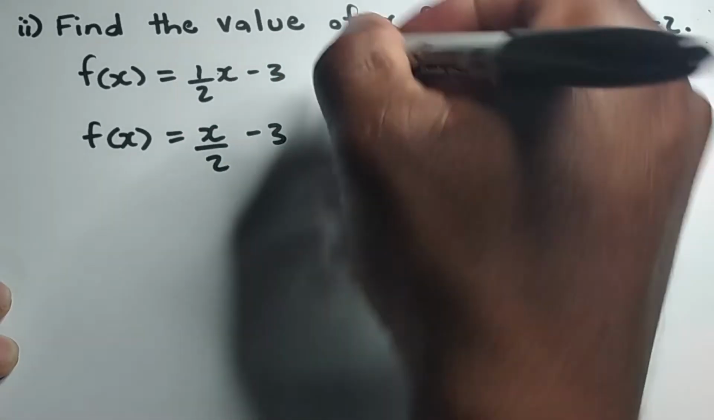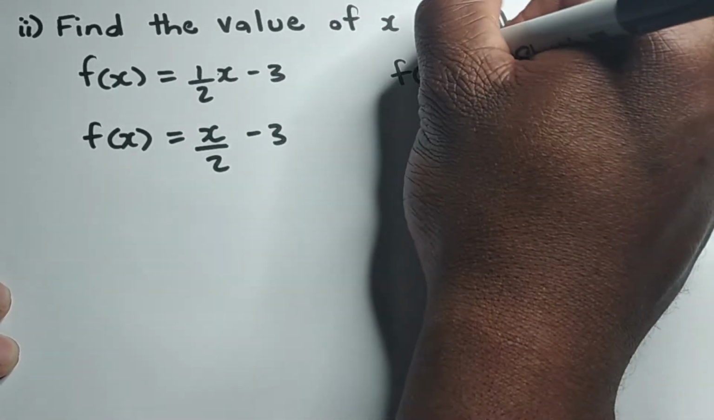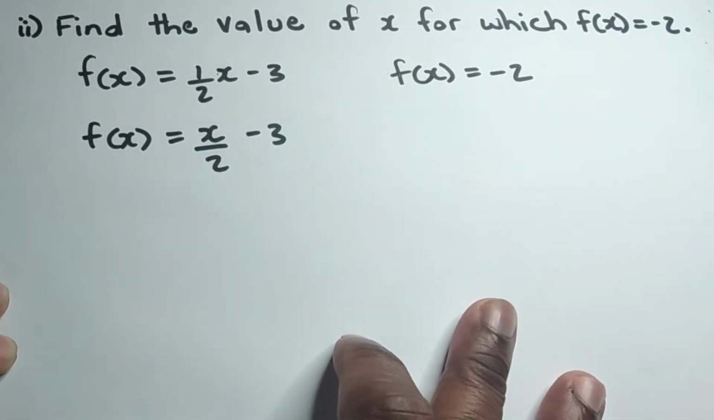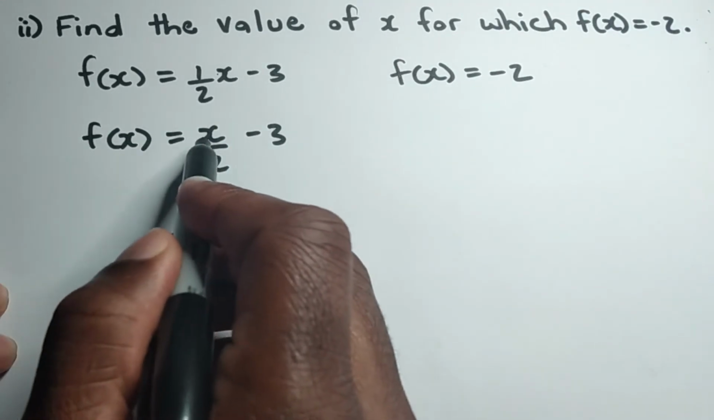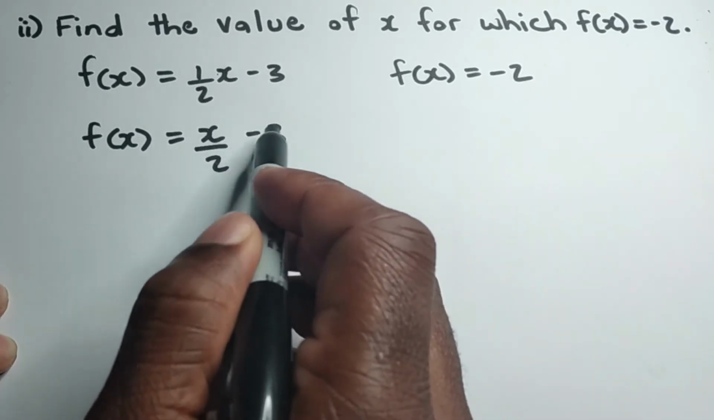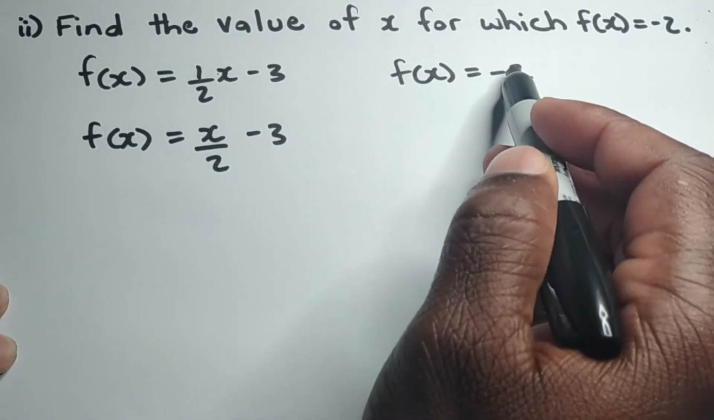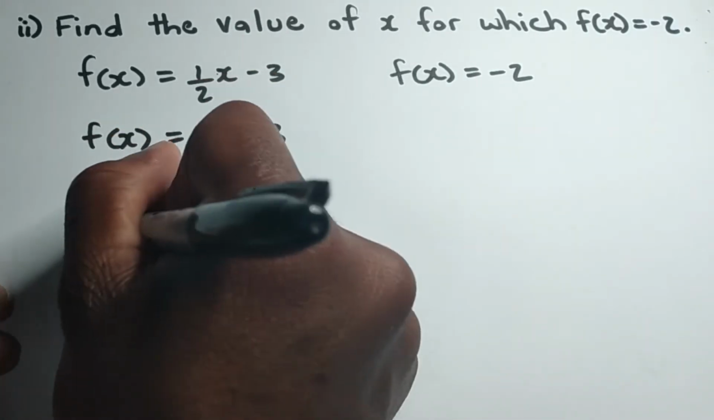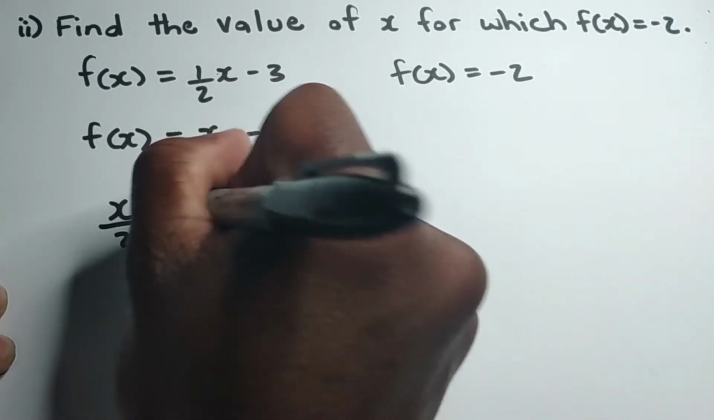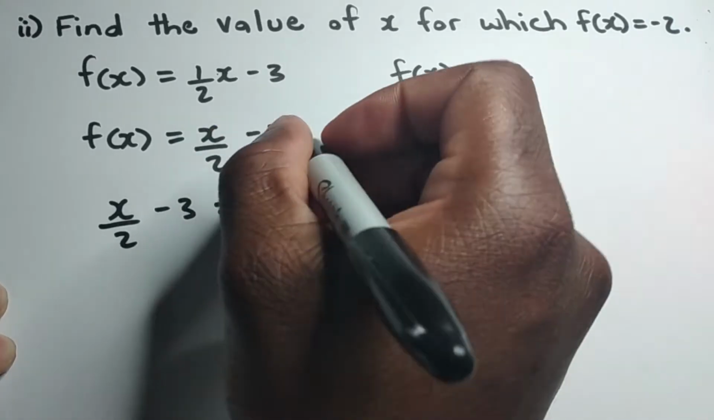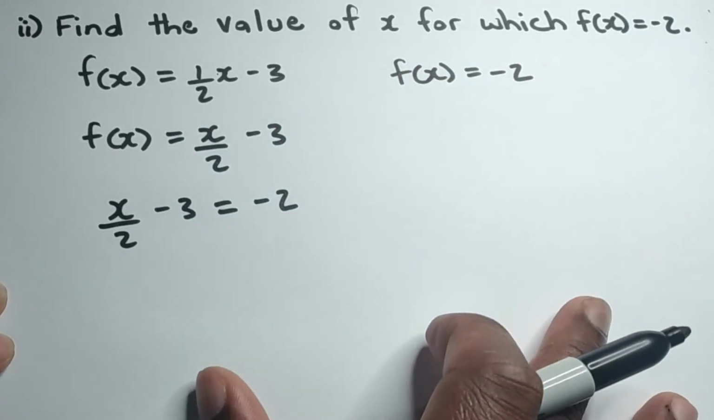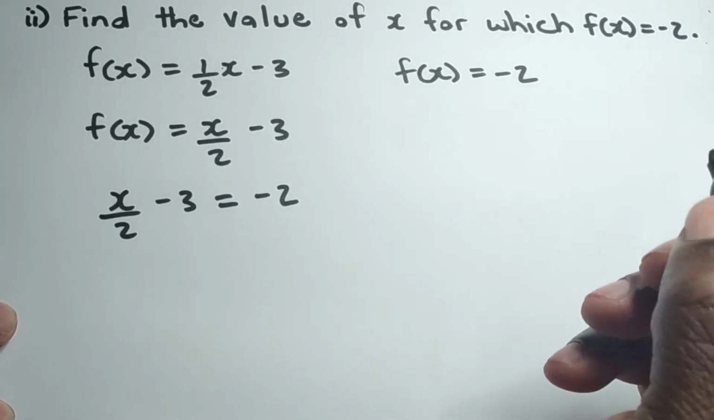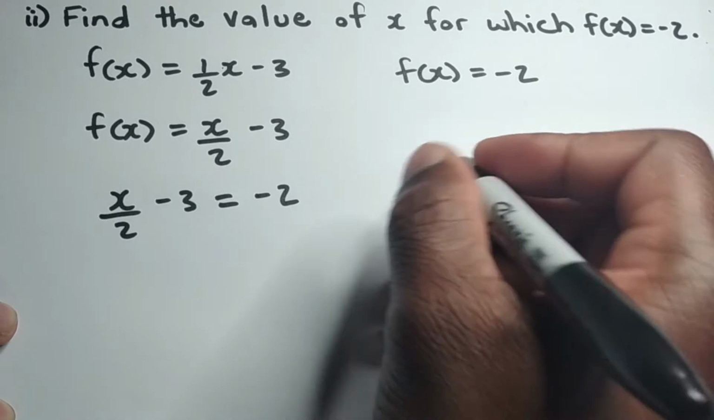And here they're telling us that we want to find the values of x when f of x is equal to -2, all right? So if f of x is equal to x over 2 minus 3 and f of x is equal to -2, we can set this up. Then x over 2 minus 3 must be equal to -2, all right? Hope that makes a lot of sense to you. If not, I'm going to demonstrate a little thing right here to help you better understand what took place there, right?